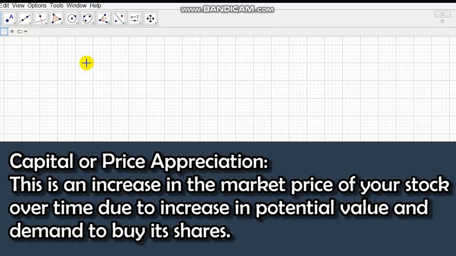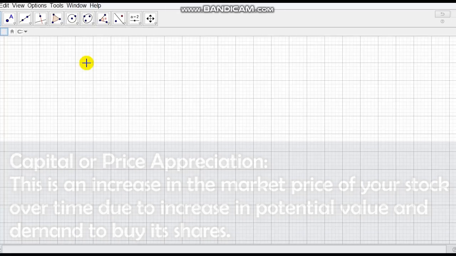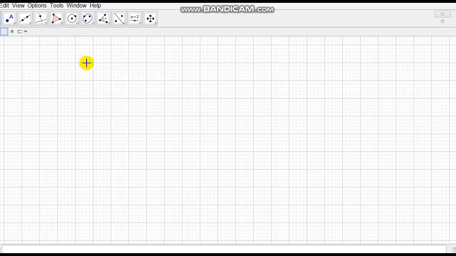Now, capital or price appreciation is the increase in the market price of your stock over time due to an increase in potential value and demand to buy its shares. The reason for the price increase is that the faster a company grows, the faster its price can appreciate. So basically, people sometimes buy the stocks at a low price and then sell them at a high price. That's how they earn money from buying and selling stocks.